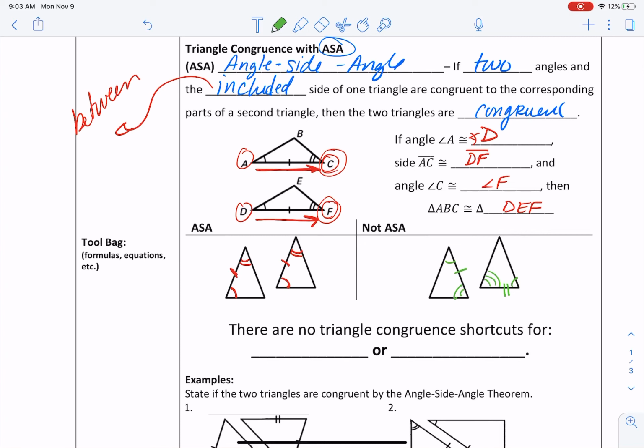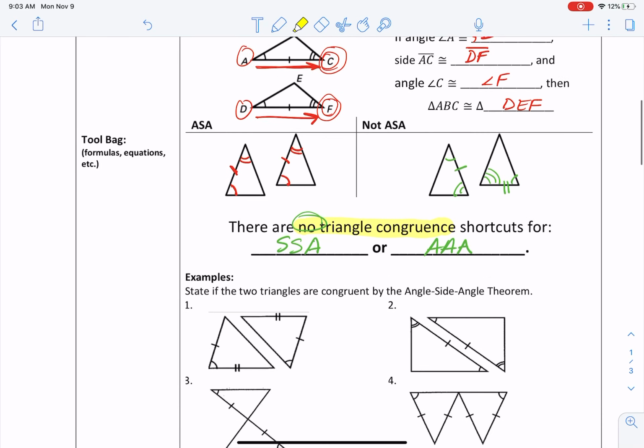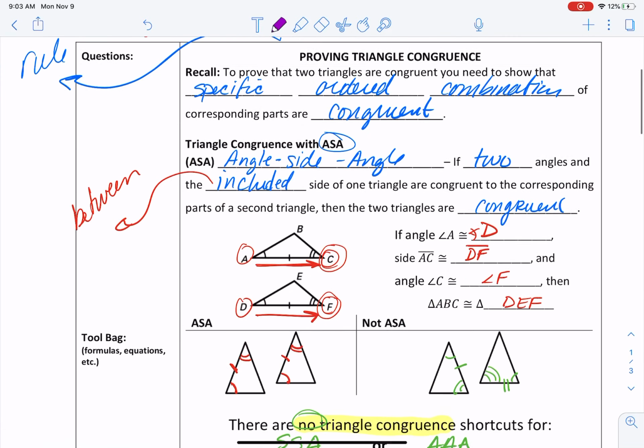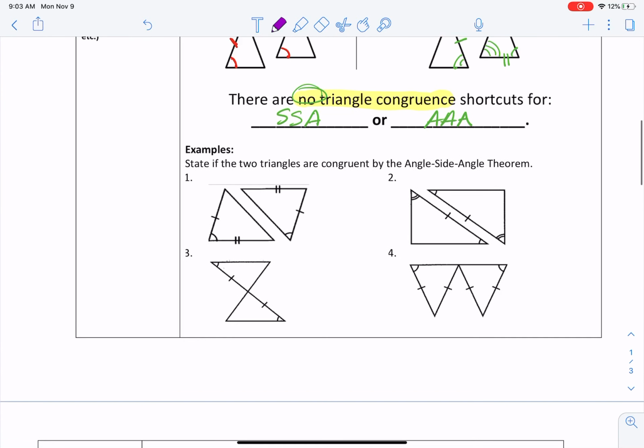There are no triangle congruent shortcuts for side, side, angle, or angle, angle, angle. There are none for those combinations. So let's look at the first example and see if we can prove using angle side angle for number one.